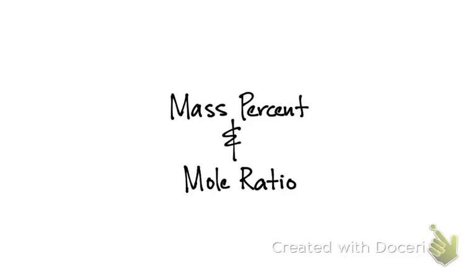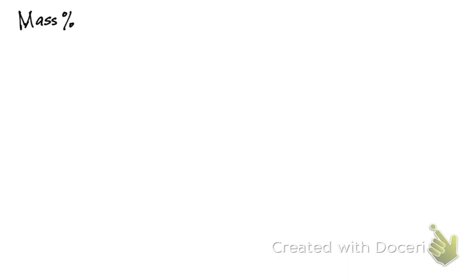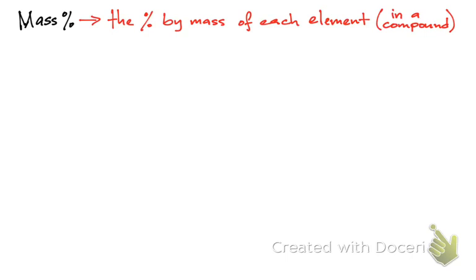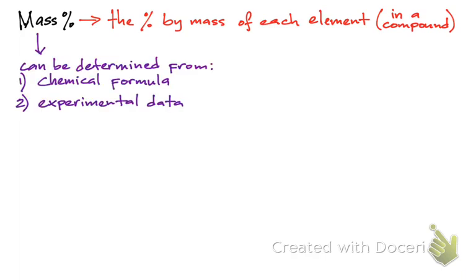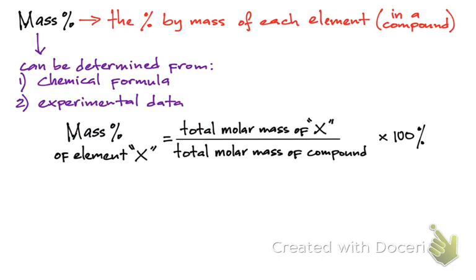Hello everyone, so today you're going to learn about mass percent and mole ratio. Mass percent is basically defined as the percent by mass of each element in a given compound. And this can be determined from the chemical formula of the compound as well as from experimental data, the data that you obtained from experiments.